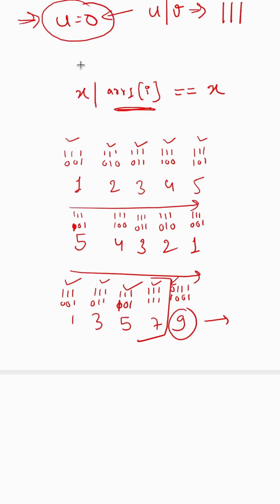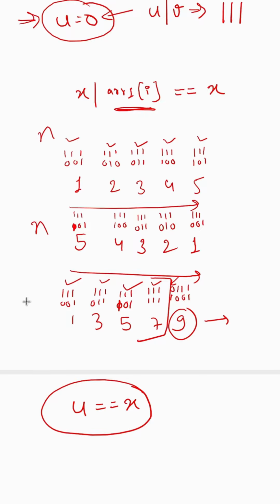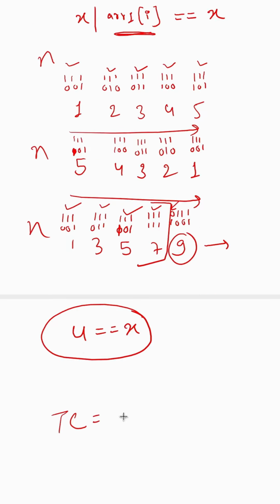So we take u as 0, and then do OR with all these values until here. If we get u equal to x, then we will be able to get x. Otherwise, we won't be able to get x. So this was the algorithm for this question. And what will be its time complexity? We iterate at most through the whole stack, so it will take order of n time for each stack. So the total time complexity will be big O of n.